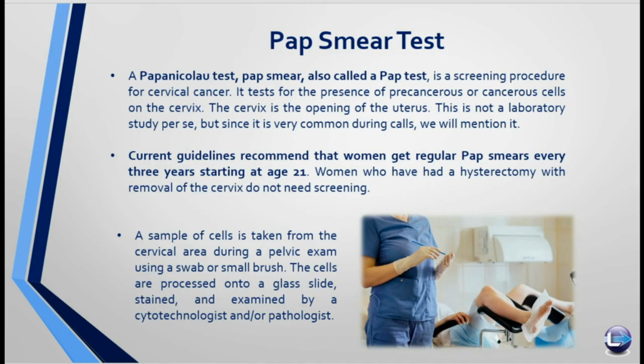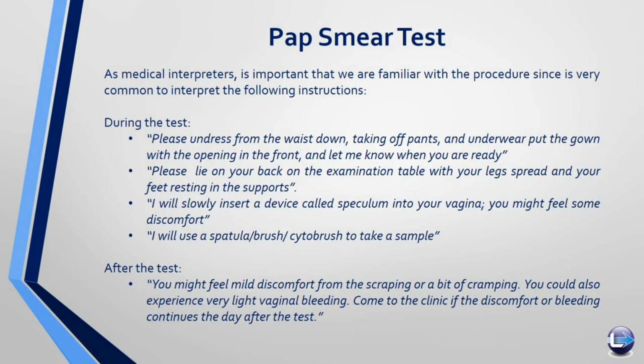A sample of cells is taken from the cervical area during a pelvic exam using a swab or a small brush. The cells are processed onto a glass slide, stained, and examined by a cytotechnologist or a pathologist. Pap smear test. As medical interpreters, it is important that we are familiar with the procedure since it's very common to interpret the following instructions. During the test, please undress from the waist down, taking off pants and underwear, put the gown with the opening on the front, and let me know when you're ready.